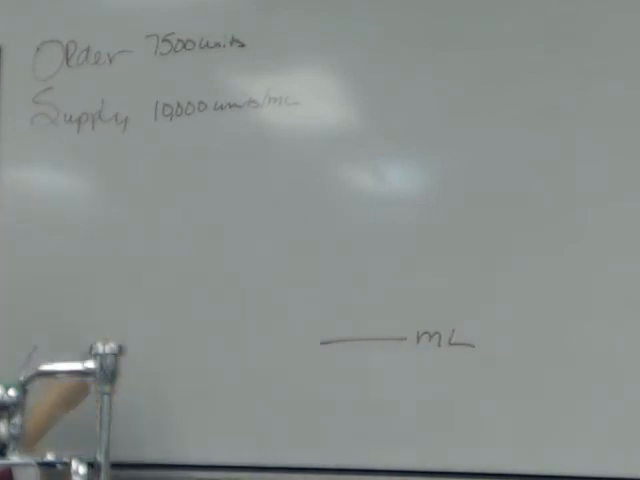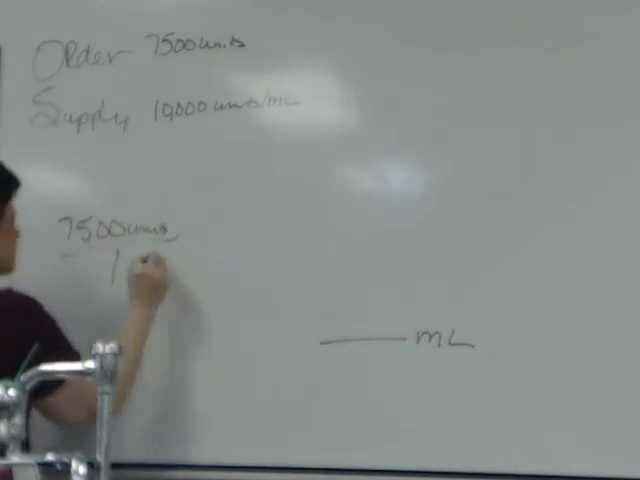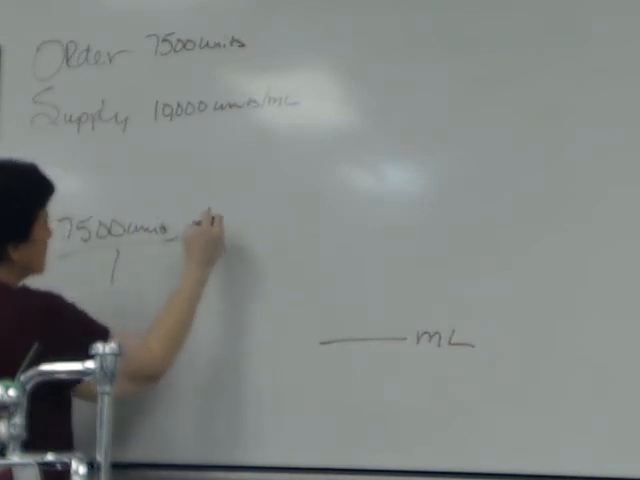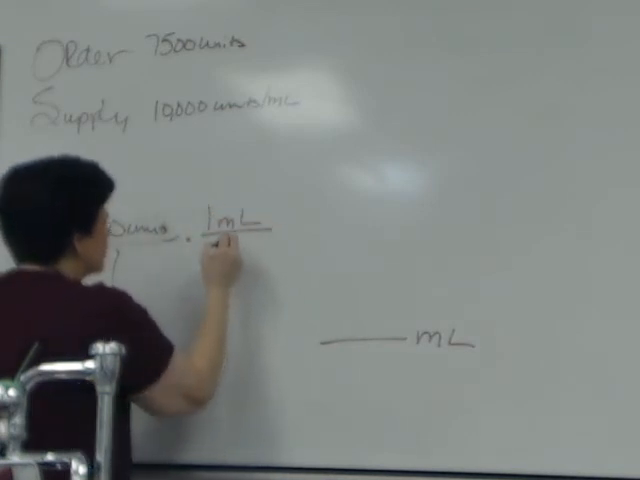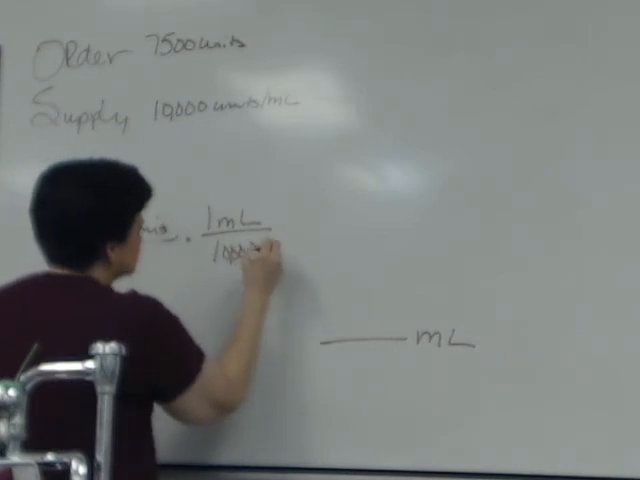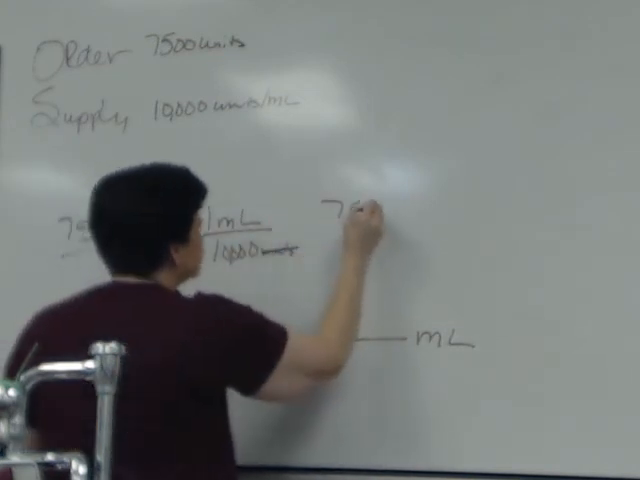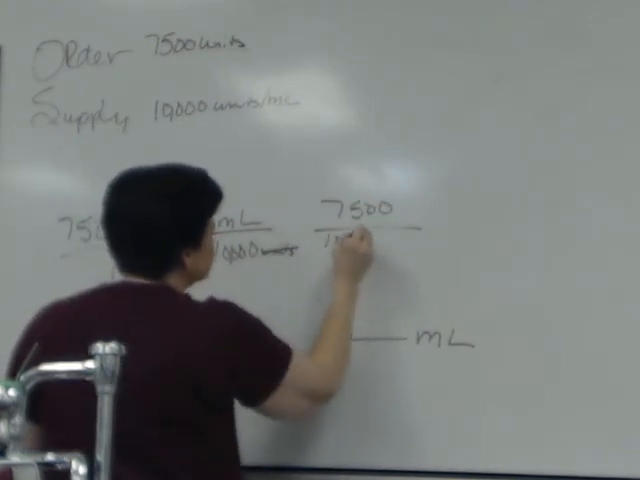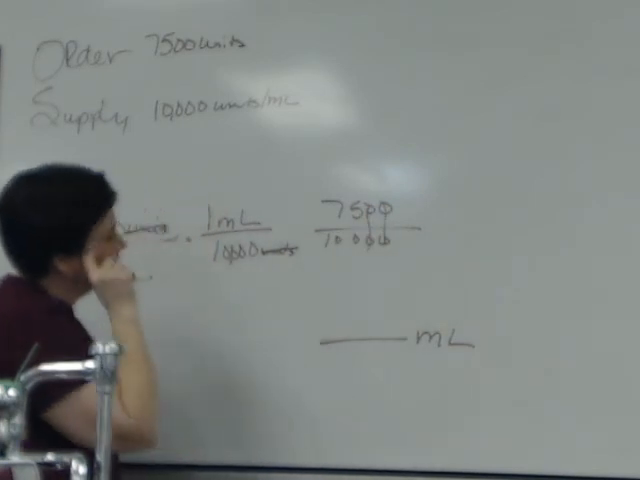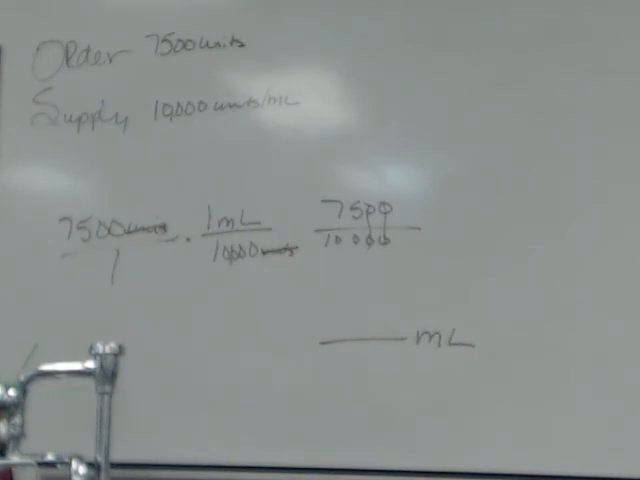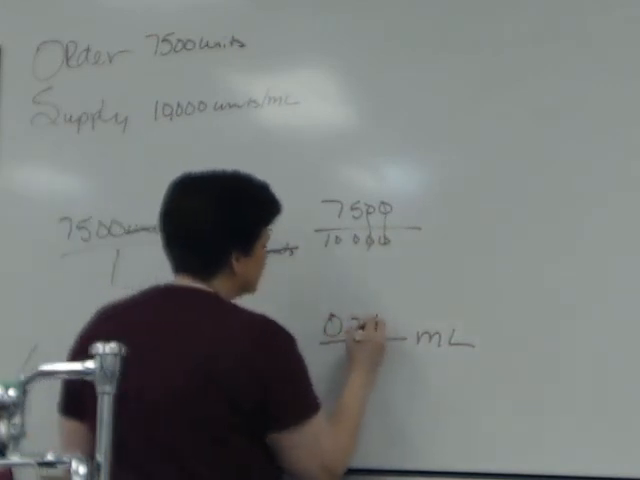Okay, so our order goes first, 7,500 units over 1. And what we have on hand, units is here, so units has to be on the bottom. So we have 1 milliliter that equals 10,000 units. So we got rid of our units. Now we're going to multiply 7,500 divided by 10,000. Get rid of those two zeros. 75 divided by 100 equals 0.75 milliliters.